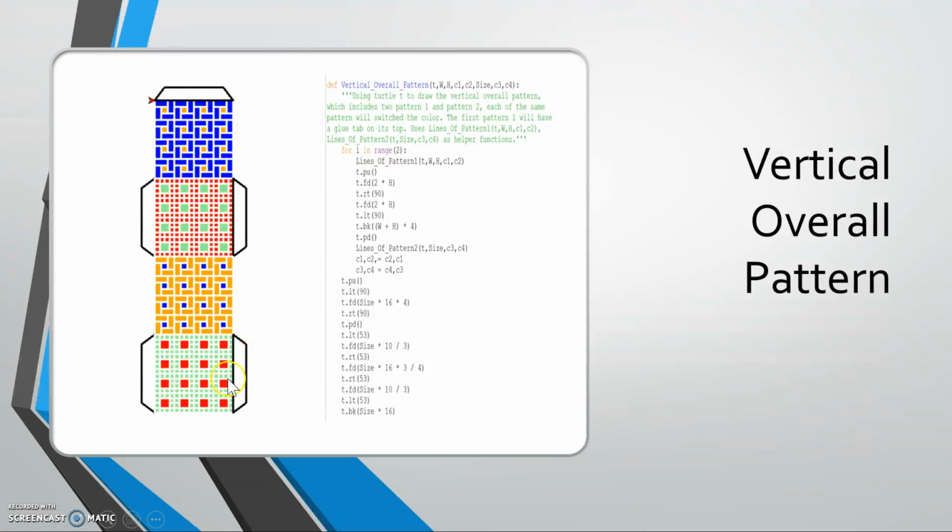After that it will end at here, but we still need to draw the glue tab for the pattern 1. So I let it go from here to the original position, and it will draw the glue tab then.